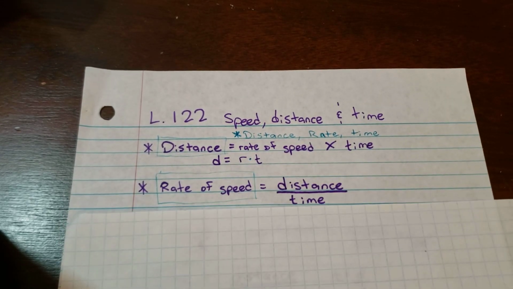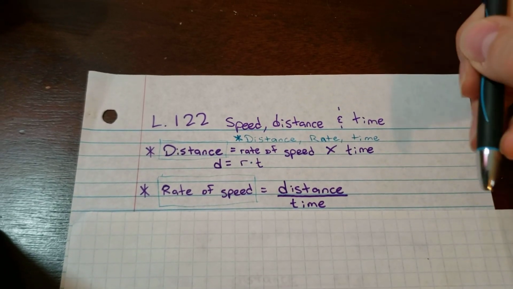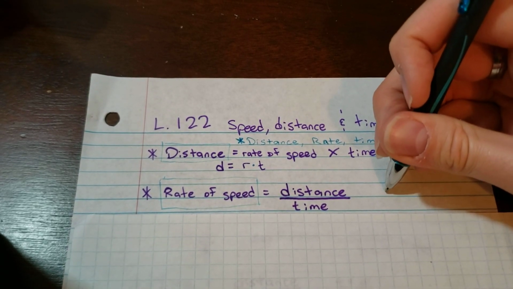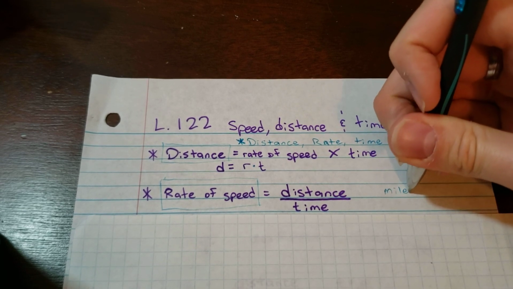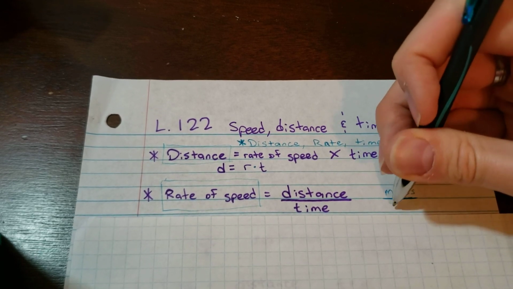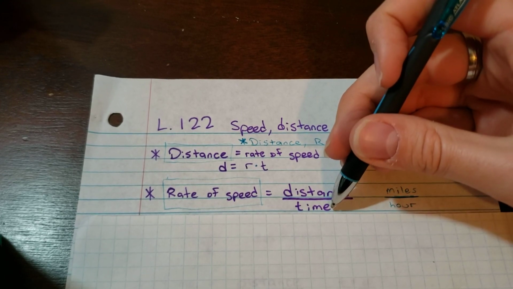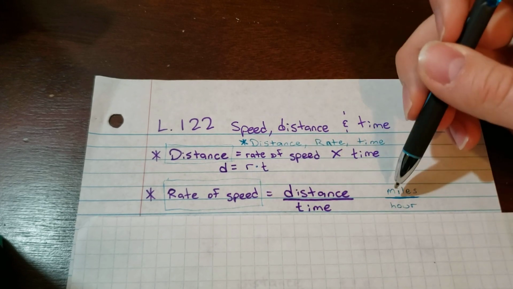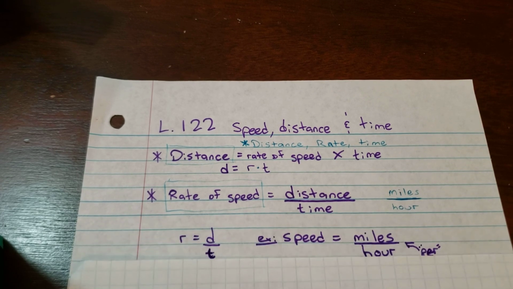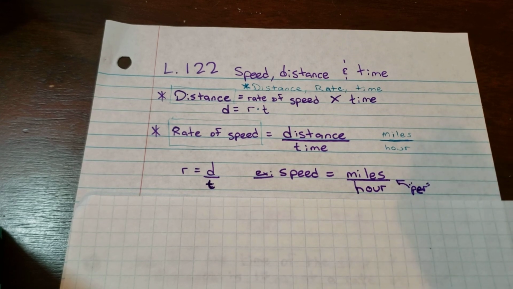Next one, if we're looking for rate of speed, it's distance over time. Just think, whenever you're on the highway, it's always miles per hour. Well, per means division. Miles per hour. Miles is distance, hour is time, so speed is distance divided by time. Okay, hope this is making sense.